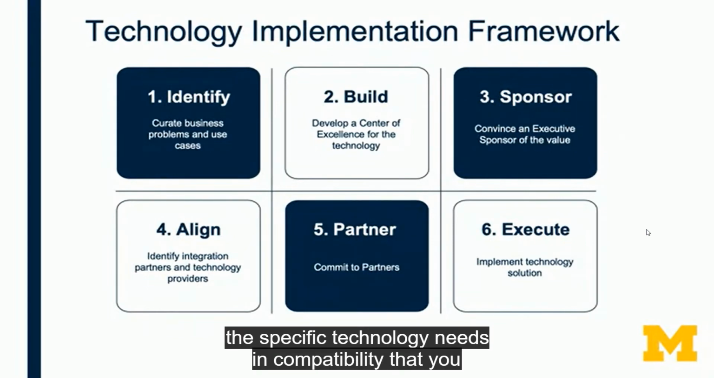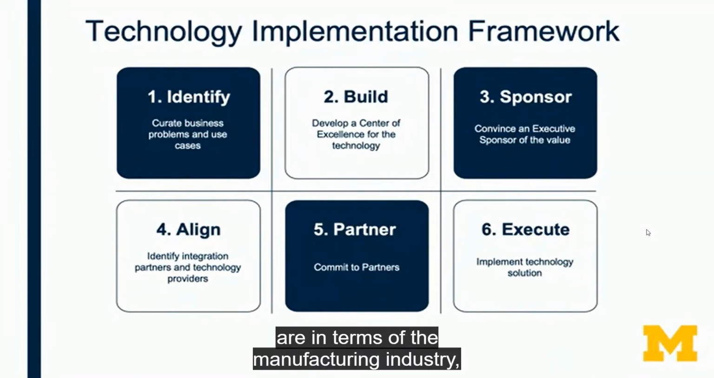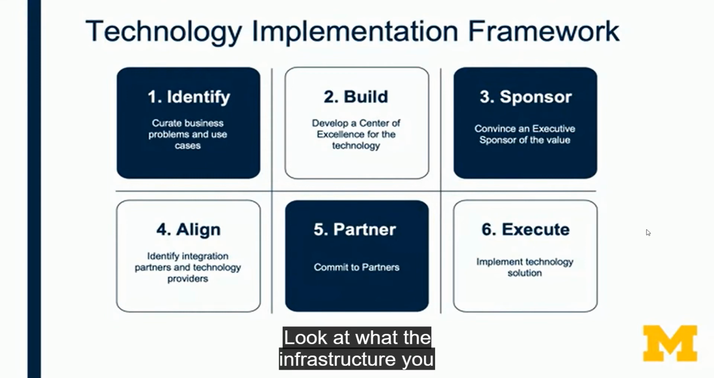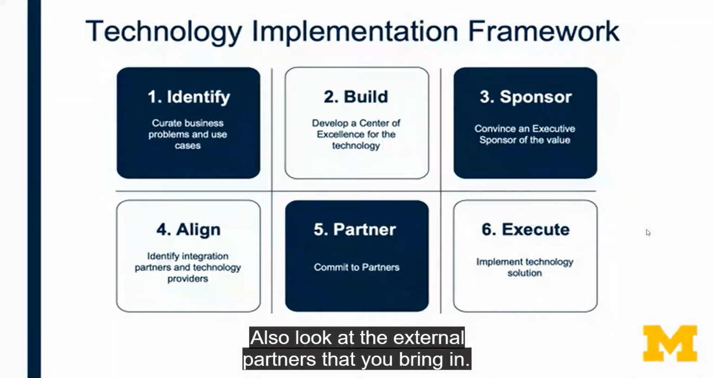And of course, you have to align with the specific technology needs, incompatibility that you may have, because depending upon who you are in terms of the manufacturing industry, whether you are an incumbent or a completely new organization, look at what infrastructure you have and how you need to align with that, and also look at the external partners that you bring in. That's the next step: who are the external partners? What platform are you going to choose? Why are you choosing those platforms?